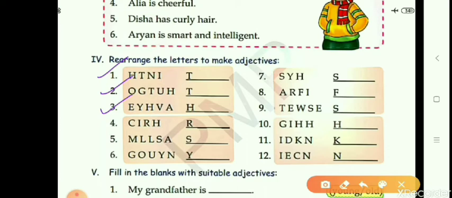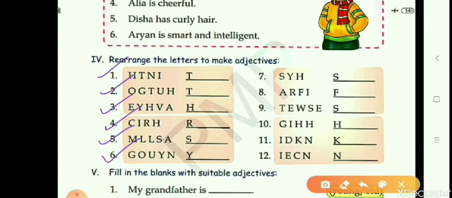Then fourth was rich, RICH, rich. Number 5 was SMALL, small. Number 6 was YOUNG, young. All these are adjectives.